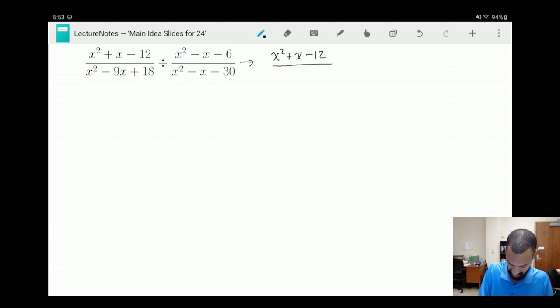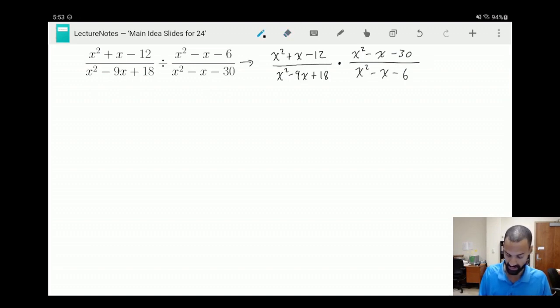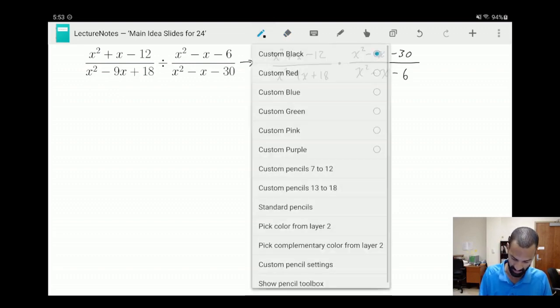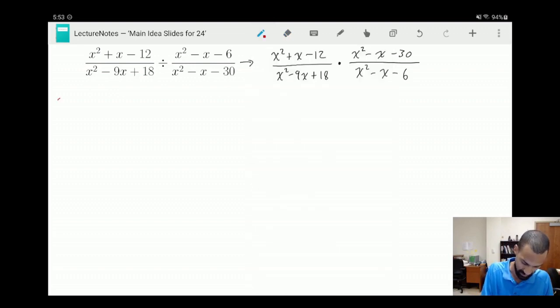So x squared plus x minus 12 over x squared minus 9x plus 18 times x squared minus x minus 30 over x squared minus x minus 6. Okay, so now factor the top and bottom, right? Factor all 4 of them.